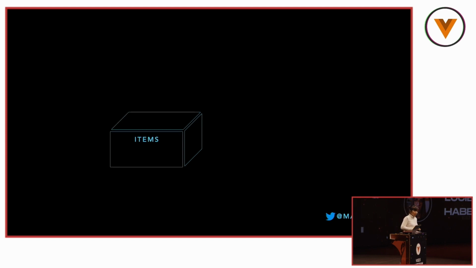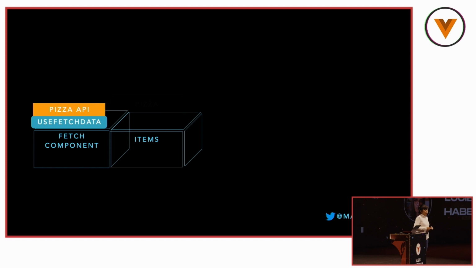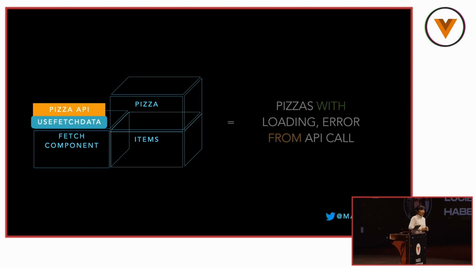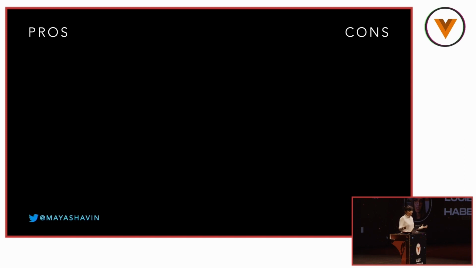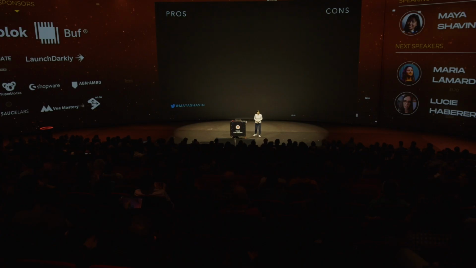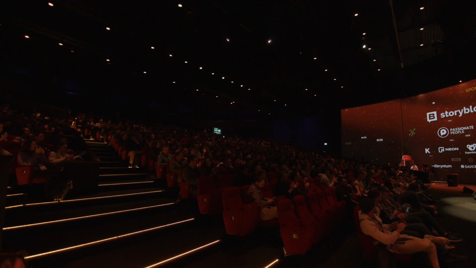For the fetch, I will do it also. I put the fetch component plugged together with the item plugged together with the pizza, and I'm using the pizza API and useFetchData to get the pizza with loading and error from the API code out of the box. And if I want to do a Pokemon, just replace where it needs to be replaced. That's it. It's great, right? Thank you. Though I didn't do any code here, but still.